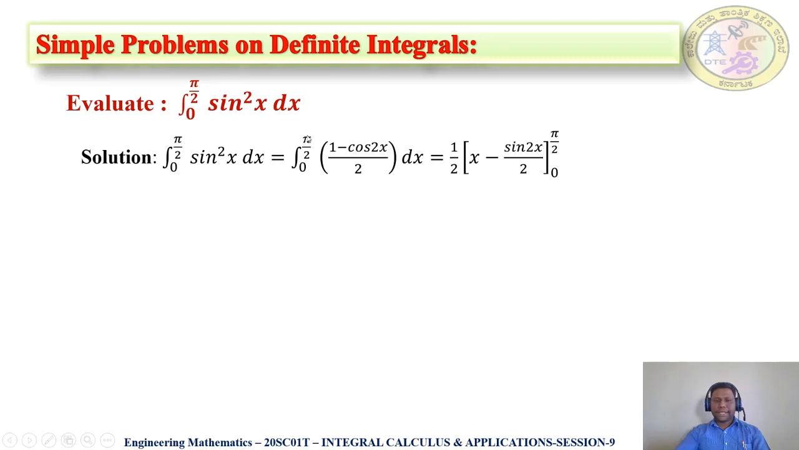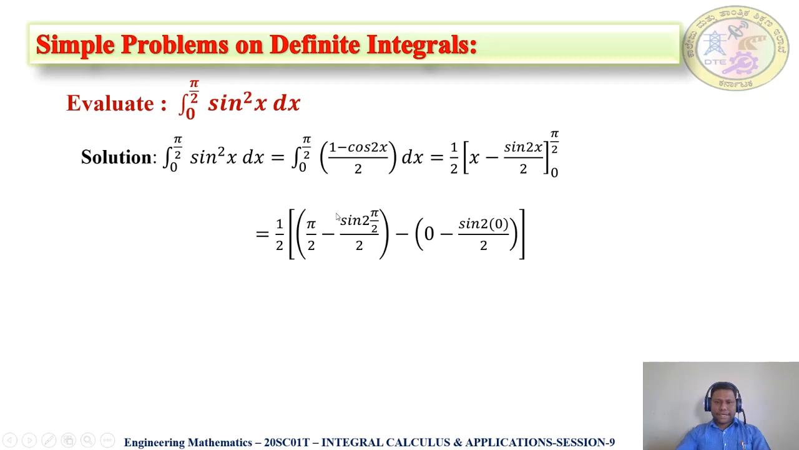Okay. So integration of 1 is x. Integration of cos 2x is sin 2x divided by 2. Now apply the upper limit and the lower limit. Upper limit: x is pi by 2, so pi by 2 minus sin 2 into pi by 2, whole divided by 2, minus of, we have to apply the lower limit. In the place of x we have to put 0. So pi by 2 minus sin 2 pi by 2 whole divided by 2, minus of 0 minus sin of 2 into 0 divided by 2.